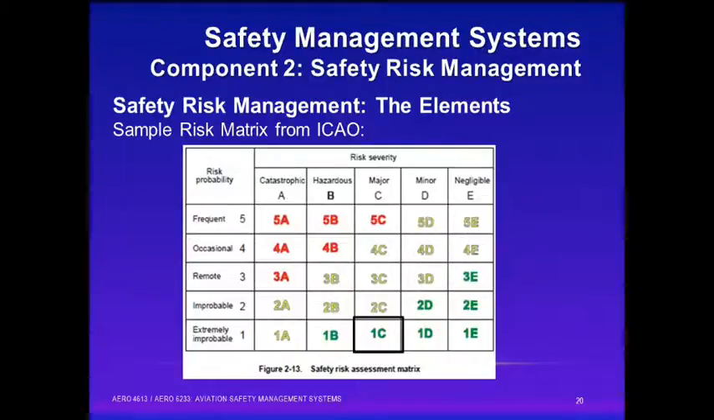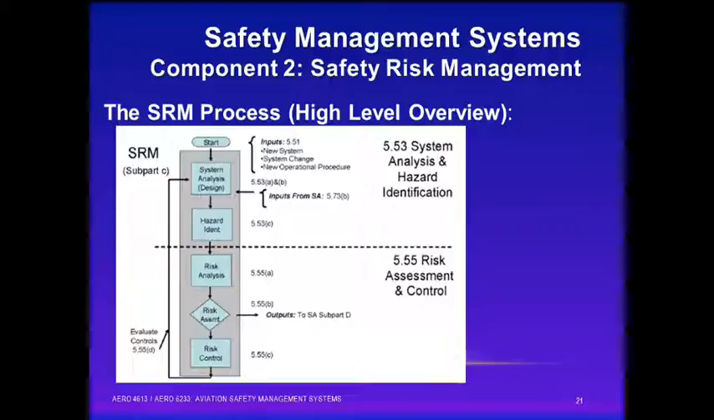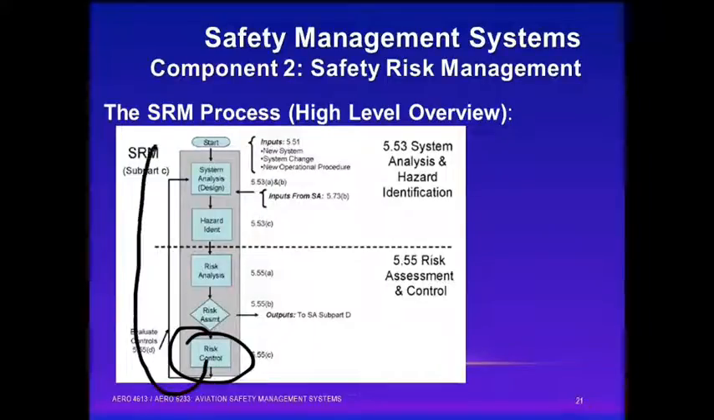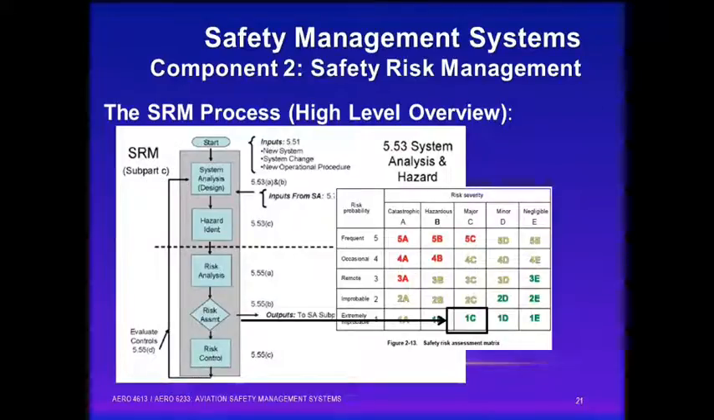In this scenario, our second trip through the SRM component, after controlling the risk by plowing the runway, we took another trip down through the SRM component. We analyzed the risk, and then we assessed it. We made an assessment, and we assessed the risk to determine that it is acceptable to open the airport. After accepting the risk, we move it into the safety assurance component. And we're going to talk about that a little bit later.